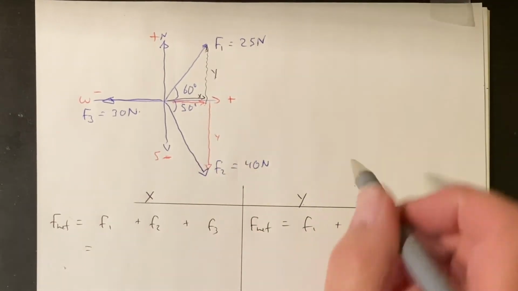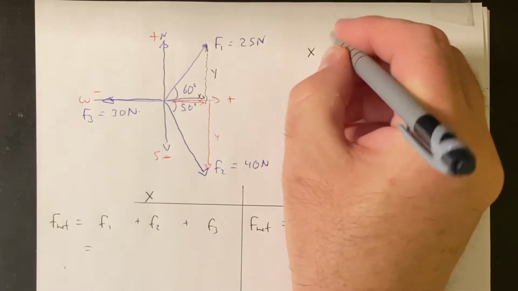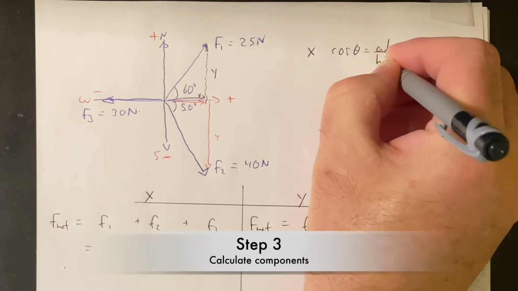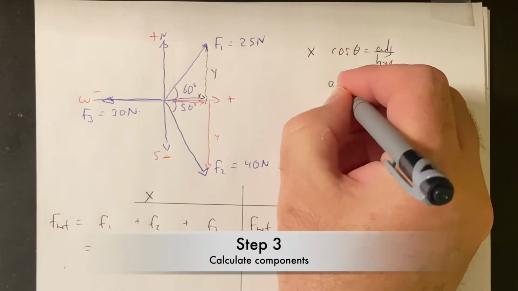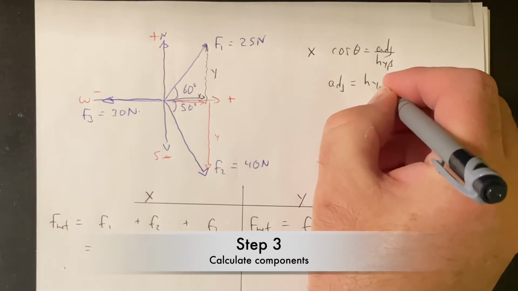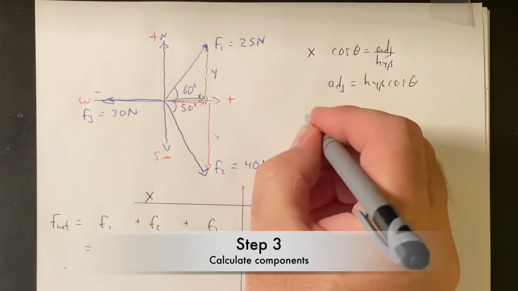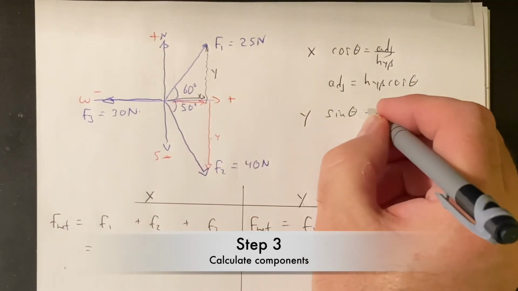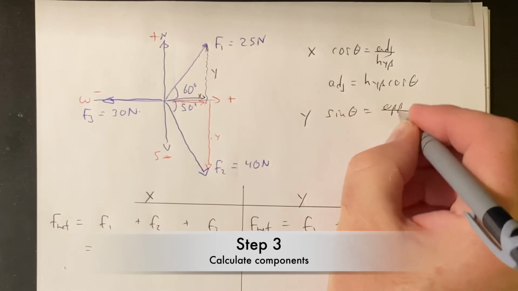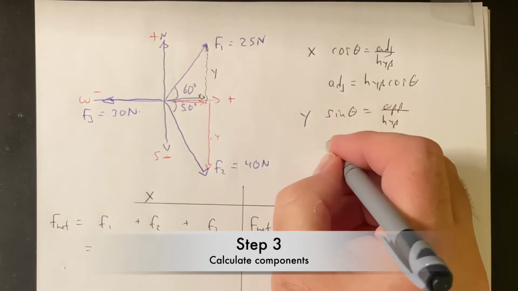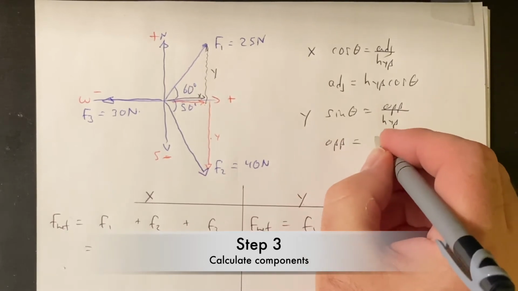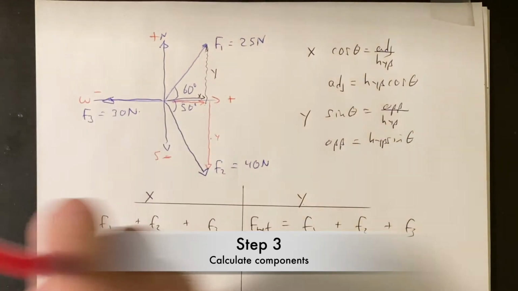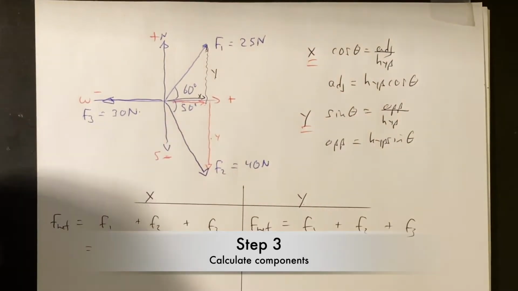Now, to get these components, I'm going to use some trig. For the x component, I will use cosine, adjacent over hypotenuse. The adjacent is the component, that's what I want, so it will be hypotenuse times cosine of the angle. For the y component, I'll use sine of the angle, opposite over hypotenuse. Therefore, the y component, the opposite, is hypotenuse times sine of the angle. So my x and y components are like so.